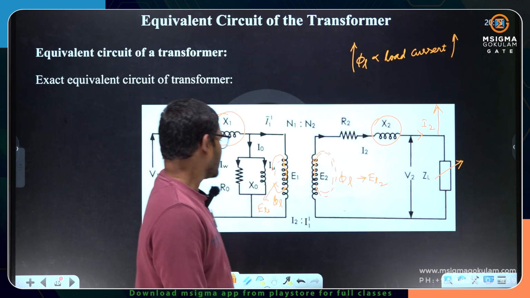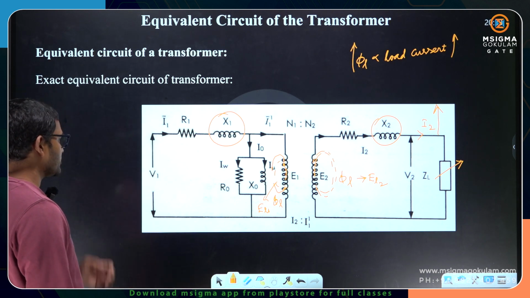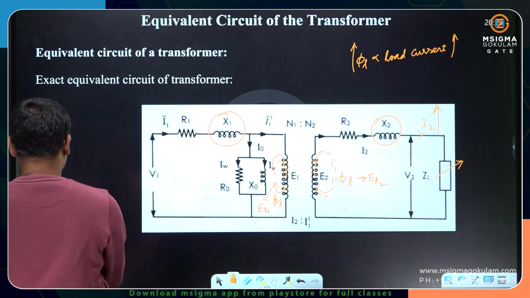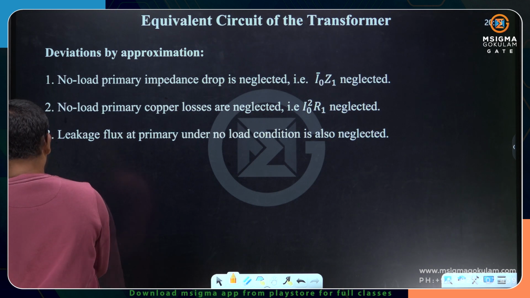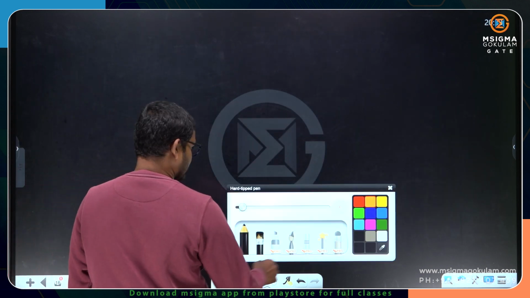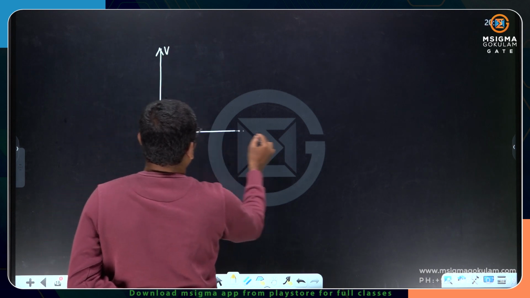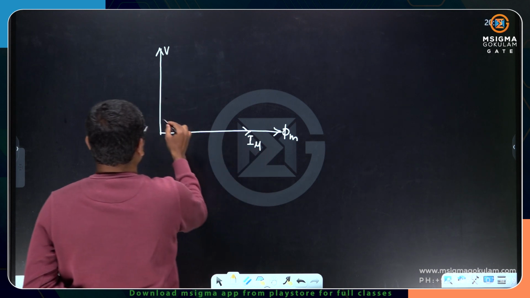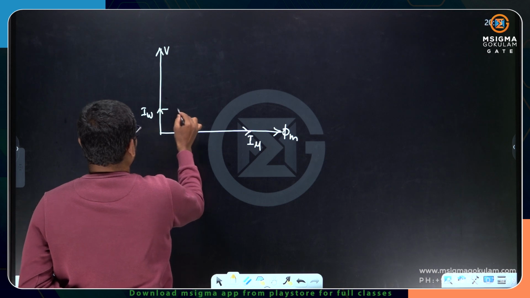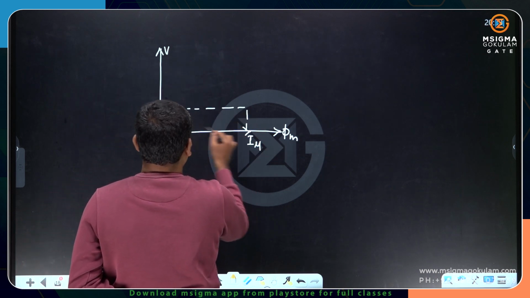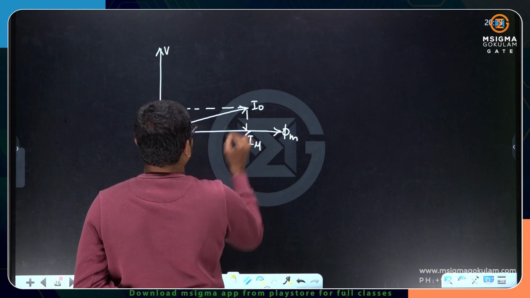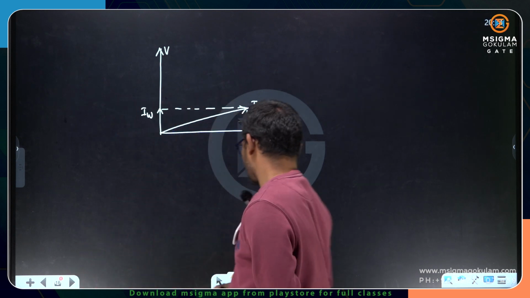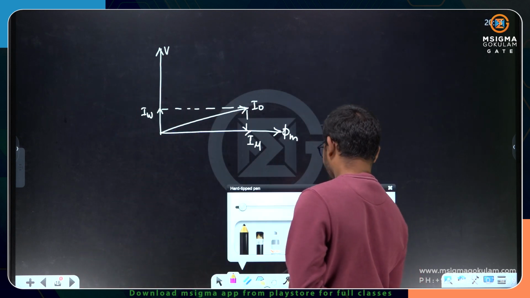If you want, I can show you the phasor diagram. The phasor diagram will be like this. This is the voltage source, this is the flux, the magnetizing component of current, the working component of current, and this is the no load component of current. I am not writing the no load power factor angle theta naught, it's going to be the same, and I am writing here the induced EMFs.